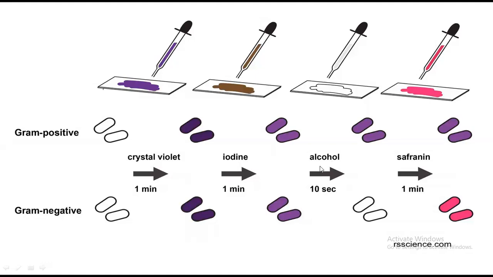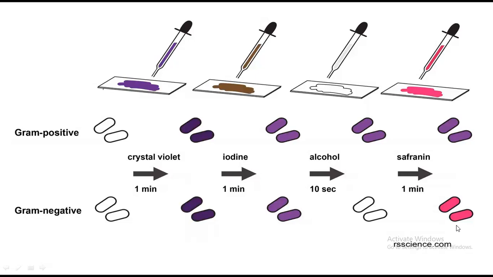The alcohol is also known as the decolorizer. After that you add safranin for 1 minute, rinse it with water, dry it, and then look at it under the microscope. So this is a very simple method. In the end, under the microscope, the colonies that are purple in color are known as gram positive, and the colonies that are pink in color are known as gram negative.